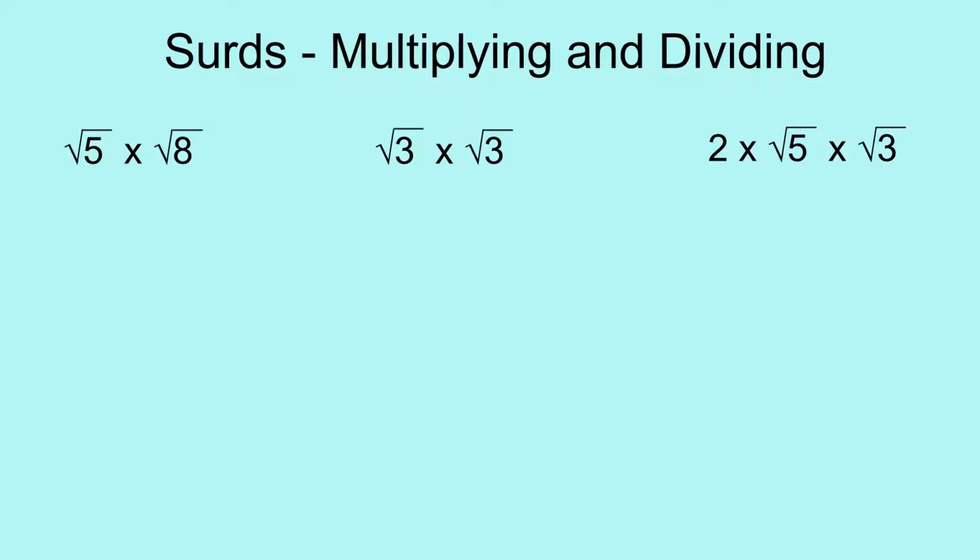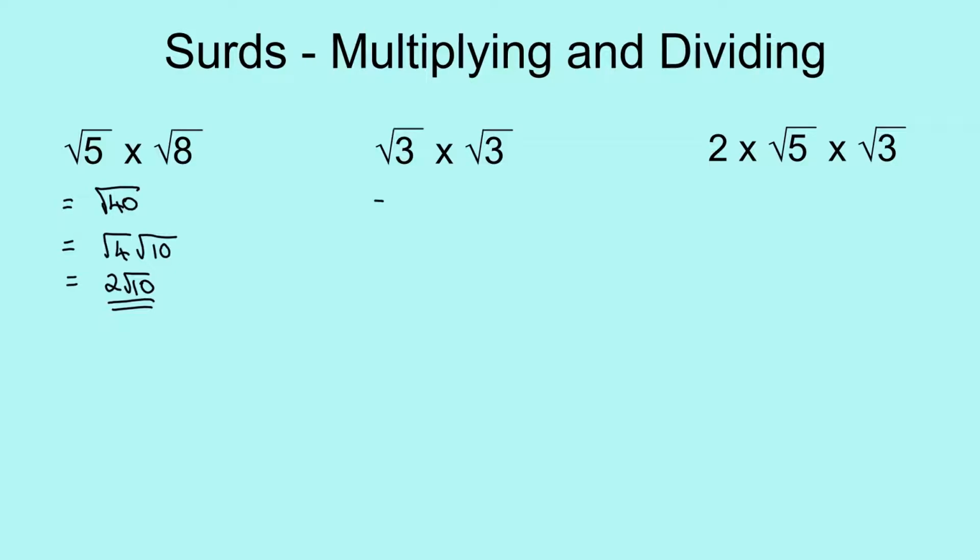So if we look at some examples here, we've got root 5 times root 8. That would give us root 40. Now, when you deal with a surds question, you've always got to make sure that you fully simplify it. So root 40 can then be split up into its two components, root 4 times root 10, 4 being the square number. Square root of 4 is 2, so that gives us 2 root 10 as our final answer.